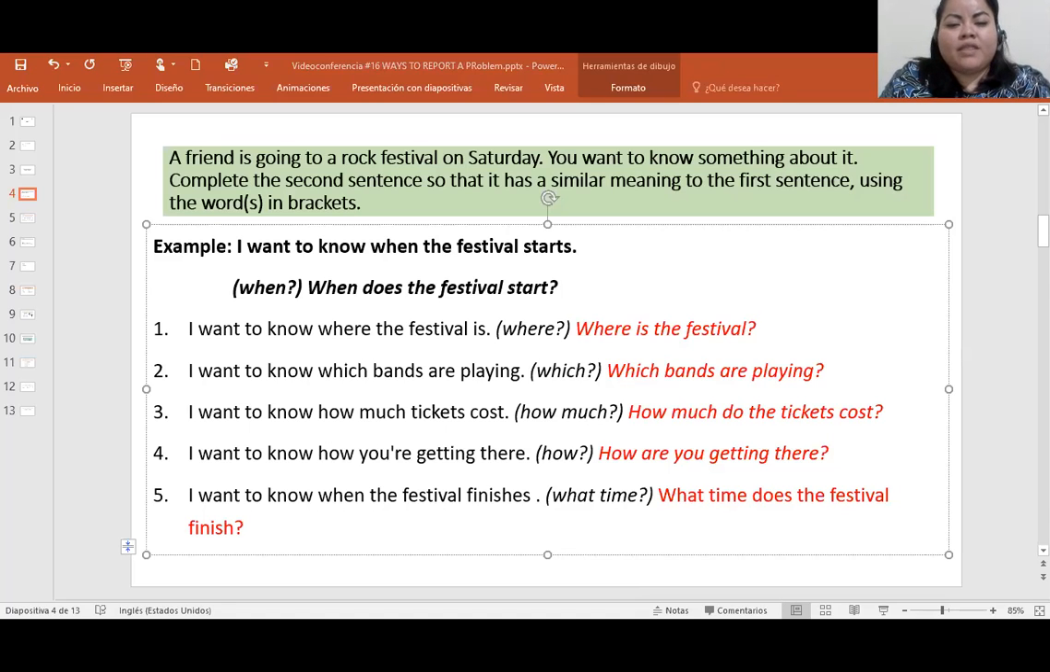How are you getting there, Ana Gabriela? That's transportation, okay? Transportation. How are you getting there? Sorry, teacher, it was a work call, I wasn't listening. Okay, don't worry, okay? Carmen, how are you getting there?